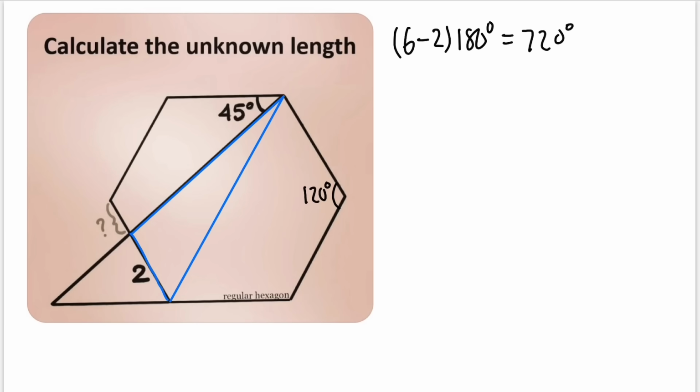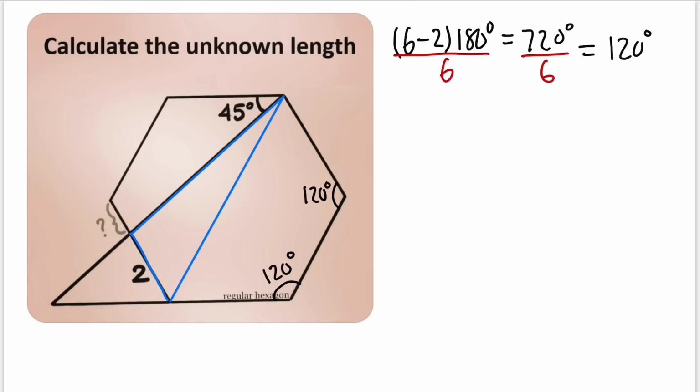Alright, and because this is a regular hexagon, all the angles inside are the same. So just go ahead, divide this by 6, and we will end up with 120 degrees. So this angle is 120 degrees. Likewise for this angle is 120 degrees. Likewise for this, and the rest.